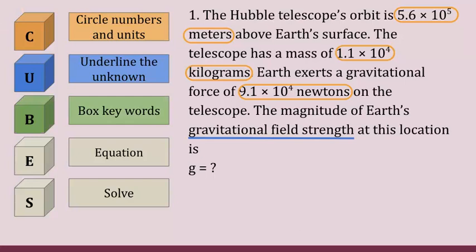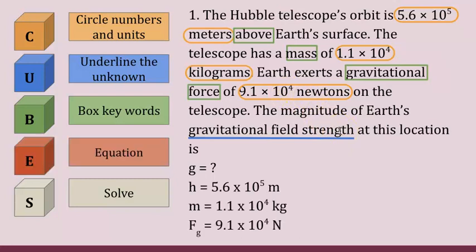The next thing I'm supposed to do is box the keywords. And for me, I like to box words that help me figure out what each number is supposed to represent or which variable it represents. So I boxed above because that tells me that this might be the height. I boxed mass because this is the amount of mass. And I boxed gravitational force because that's another variable. That's what this represents. And I'm just going to list those out.